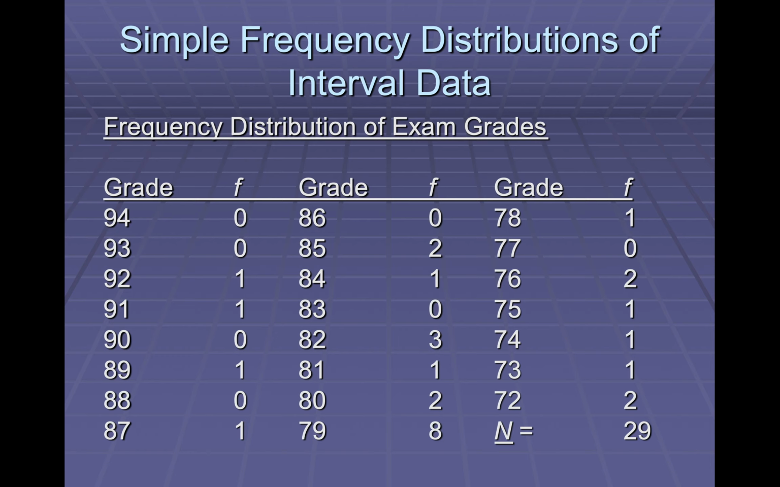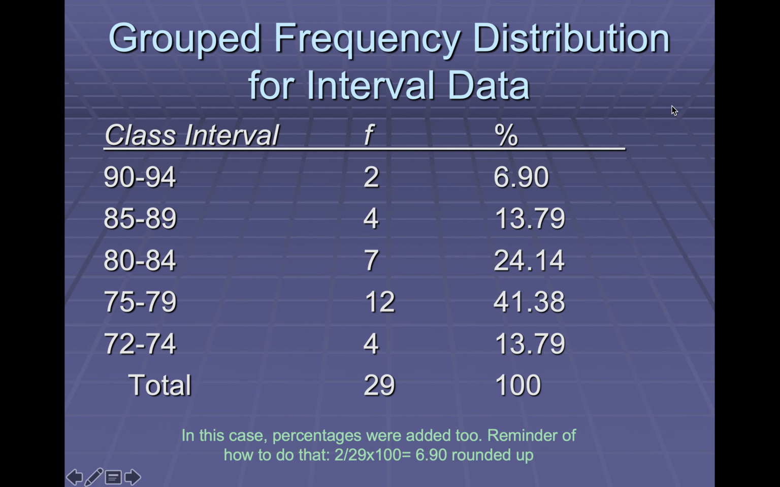This isn't extremely helpful because there's so many numbers listed here. So with interval data, it's nice to be able to group it into categories like this. That way you can see it better. And in addition, a lot of times with interval data, you'll also have a percentage offered. So a reminder of how to do that is, here's an example right here.